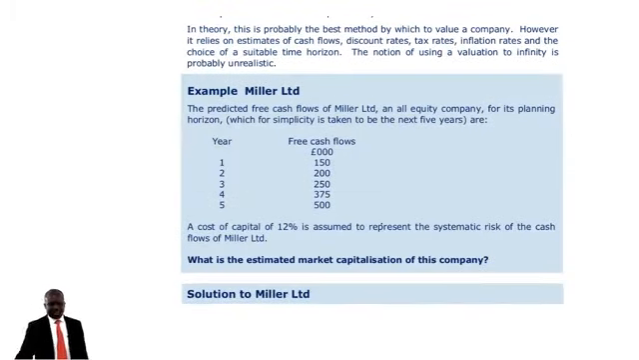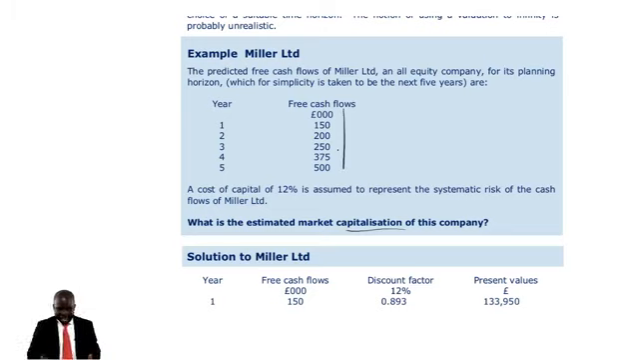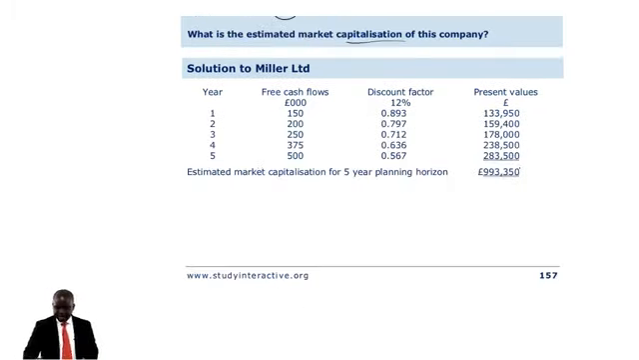So let's take this example to illustrate. Miller Limited, the predicted free cash flows of Miller Limited, an all equity company for its planning horizon, which for simplicity is taken to be the next 5 years, are year 1 to year 5 free cash flow. The cost of capital is 12%, assumed to represent the systematic risk of the cash flows of Miller Limited. What is the estimated market capitalization? Alternative name for market value is market capitalization of this company. Who is going to give you the free cash flow? Straightforward. And then you discount it at 12% and you say you've got the market value.